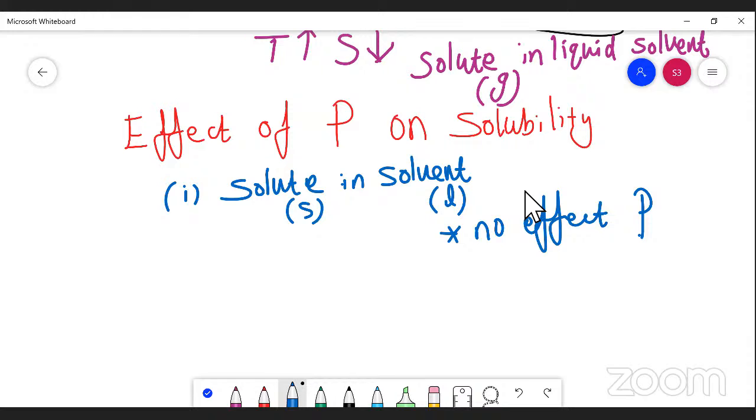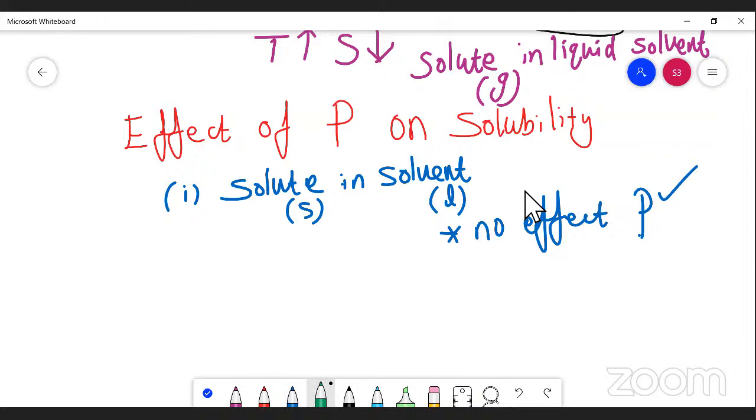When the solute and solvent are in a solid and liquid state, there is no effect of pressure, because there is no significant compressibility. There is no significant effect on the solubility of solid and liquid as they are not compressible. Who? The solute and solvent, because they are in a solid and liquid state. Solids and liquids are not easily compressible. Thus, there is no effect of pressure. Okay, it's clear: there is no effect of pressure in the system of a solid solute and a liquid solvent.